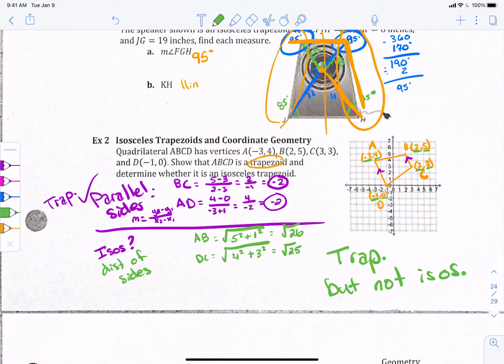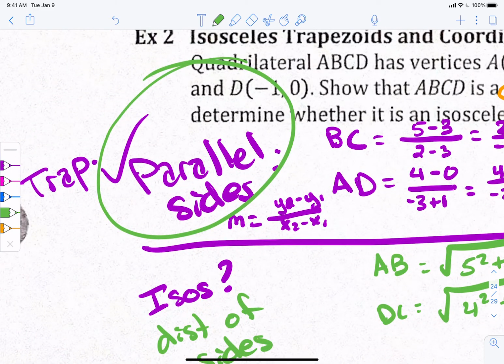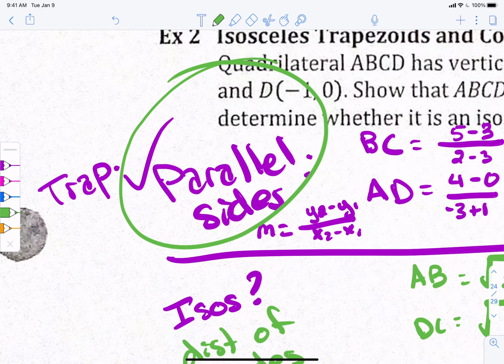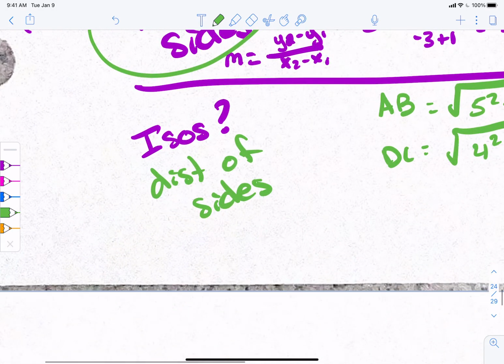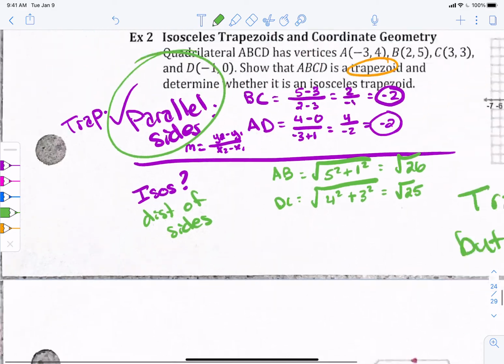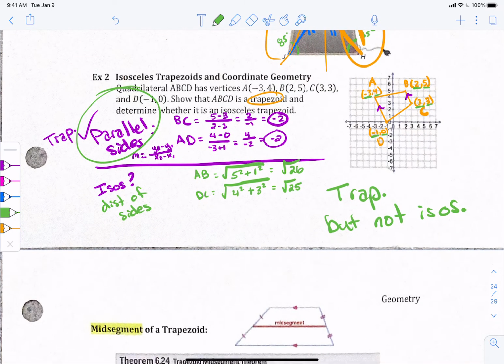Now, if you do not come out with two parallel sides, do you have to check to see if it's isosceles or not? It's not a trapezoid if it doesn't have two parallel sides. Right. So here's my question: if the two sides are not parallel, do you need to check to see whether it's isosceles or not? No, because it's not a trapezoid in the first place.